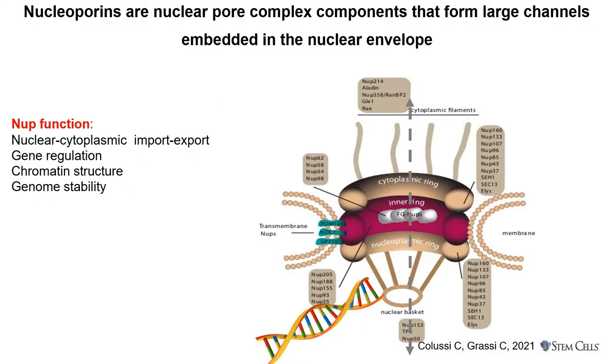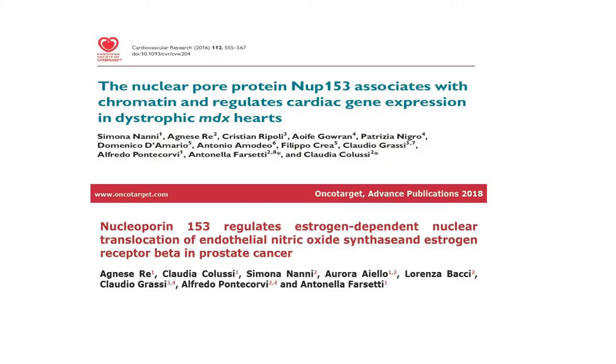In the last years, in our laboratory, we focused on nucleoporins, which are proteins that form large channels embedded in the nuclear envelope, known as the nuclear pore complex. The main function of nucleoporins is nuclear cytoplasmic import-export. Besides this function, nucleoporins of the nucleoplasmic ring are able to make contact with chromatin, and so they have a role in gene regulation, chromatin structure, and genome stability. In our laboratory, it has been shown that nucleoporin 153 can act as a gene regulator in several contexts, such as the heart of dystrophic mice or in cancer.